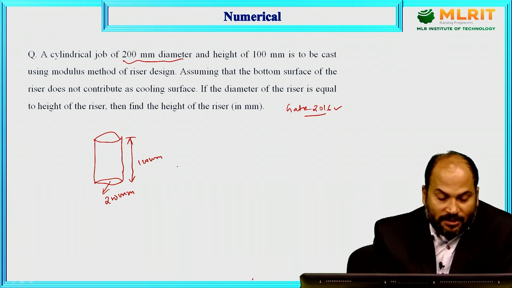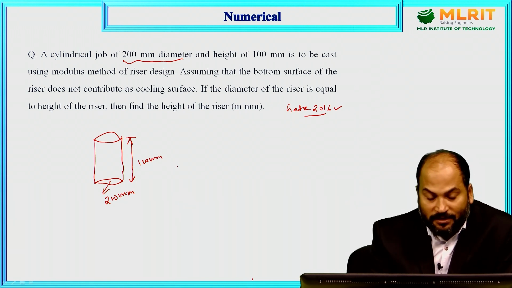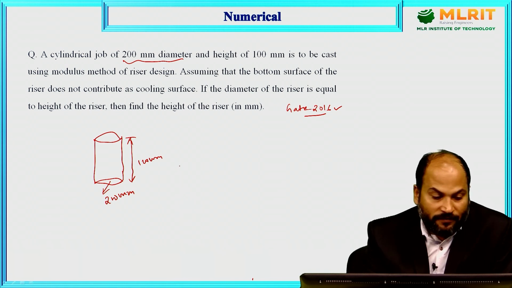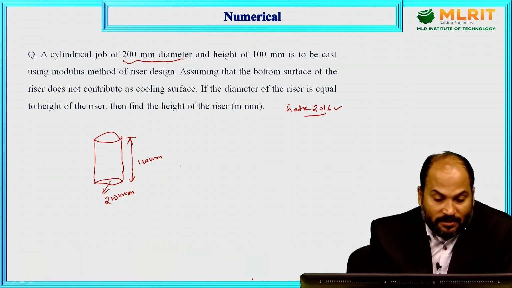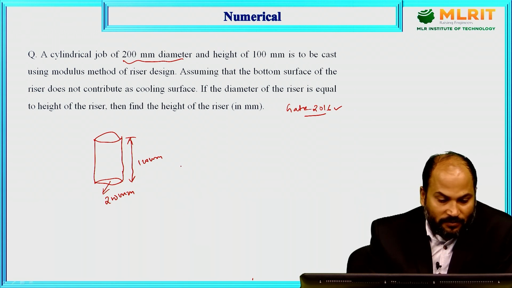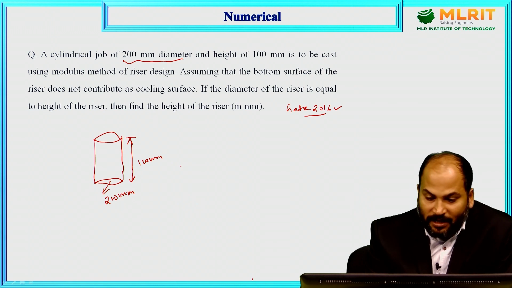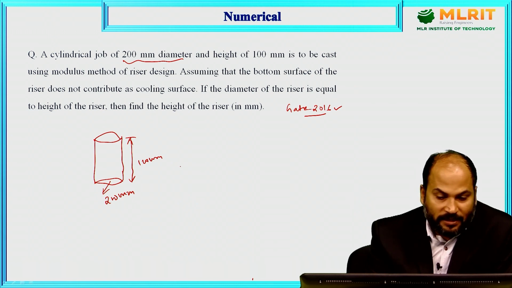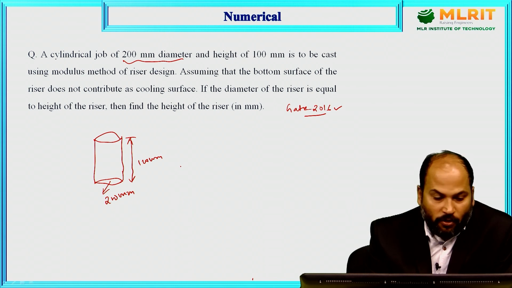The riser is to be cast using the modulus method of riser design. Assume that the bottom surface of the riser does not contribute as a cooling surface. If the diameter of the riser is equal to the height of the riser, then find the height of the riser.